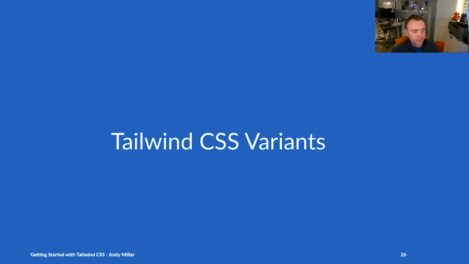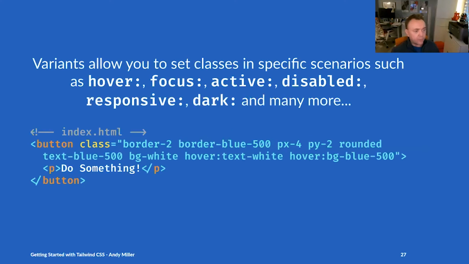So a quick word about CSS variants, and they're used quite a lot, so I'm going to mention it quite early. Throughout Tailwind, there are scenarios where you need to change things for certain states. So there are these variants set up, and there's a lot of them, but some of the more common ones are hover, focus, active, disabled, the responsive variants, and dark.